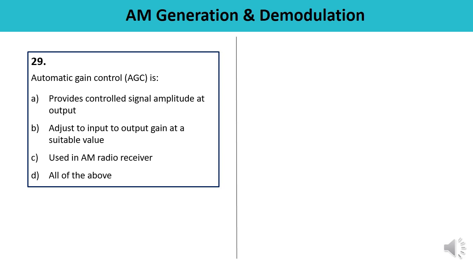Next question. Automatic gain control, AGC. We have discussed in detail while studying the receiver section. So automatic gain control provides controlled signal amplitude at the output. Correct. It adjusts the input to output gain at a suitable value. Perfectly alright. It is used in radio receiver. Correct. It means here you have to pick the answer D. All of the above.